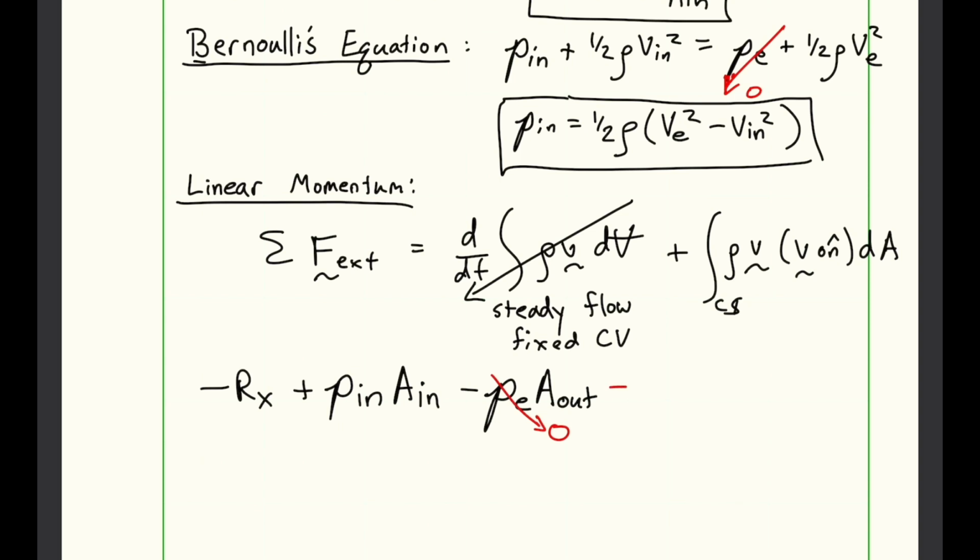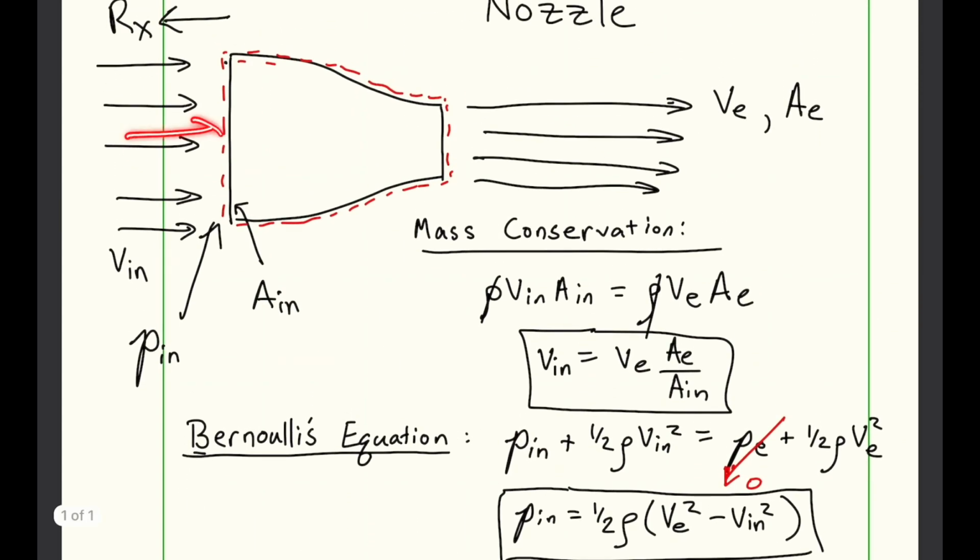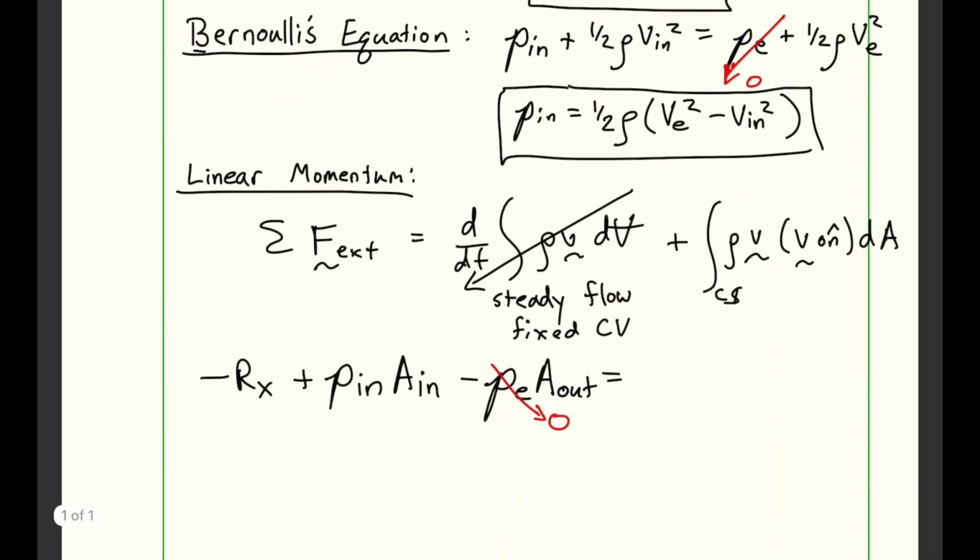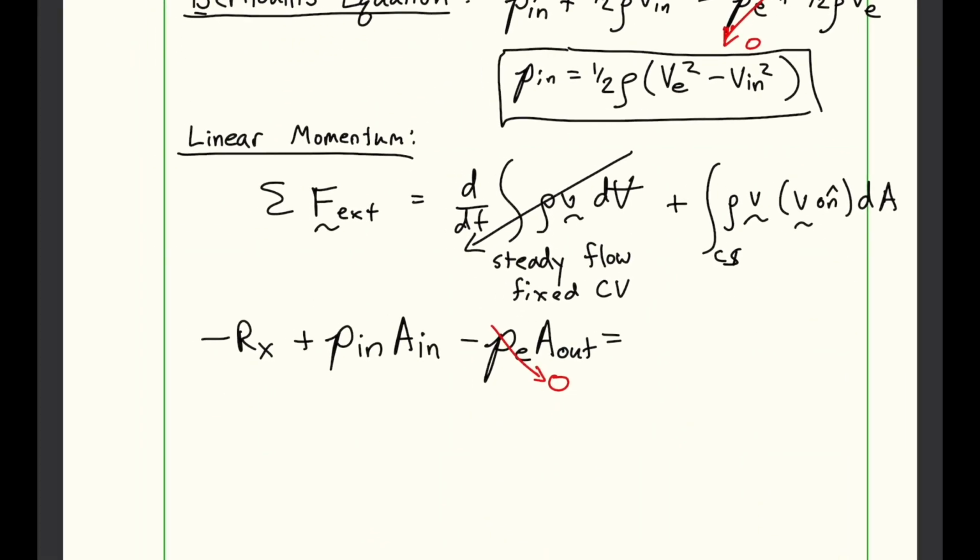So we'll do that. Let's see. And then we've got a couple other terms here. We've got to keep these terms around. So we have an inlet over here and an outlet over here, so we need two terms for those. These are my inlet and our exit.